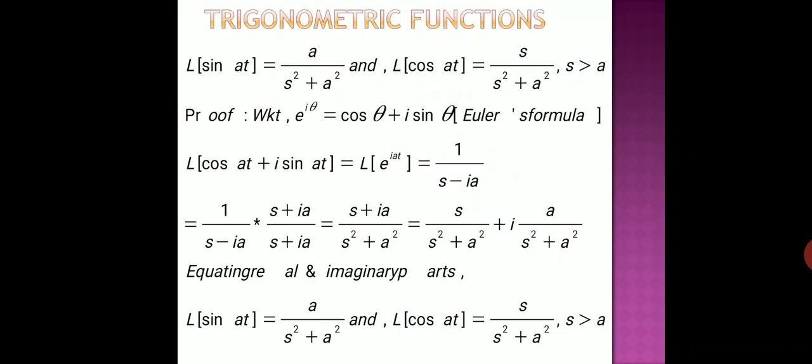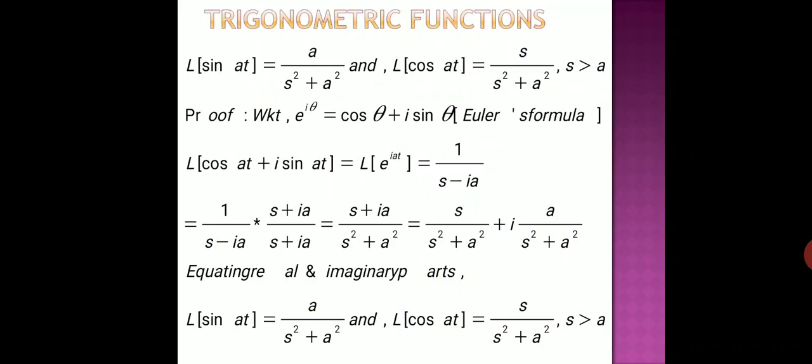And then we have to simplify this one. We get an answer: (s plus ia) divided by (a minus b) into (a plus b), which is a squared minus b squared. Here a squared is s squared, and (ia) the whole squared: i is imaginary, i squared value is minus 1, therefore minus minus s plus, we get s squared plus a squared. Then we have to split that into real and imaginary values: s divided by s squared plus a squared, plus i into a divided by s squared plus a squared.